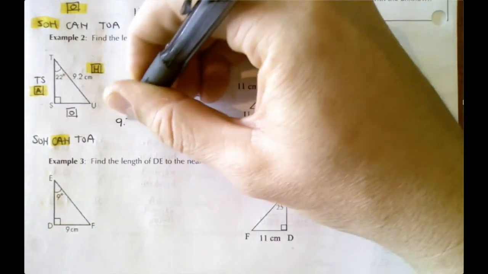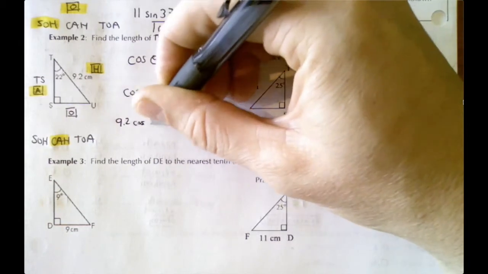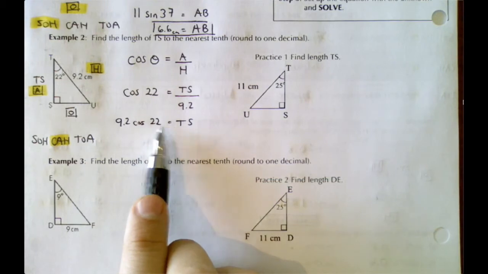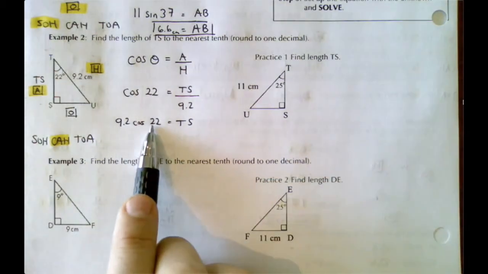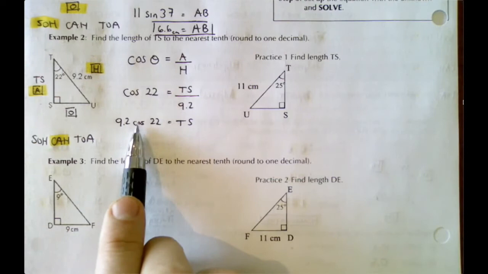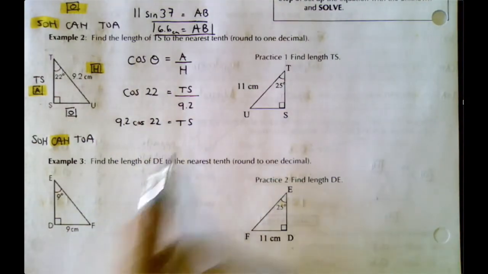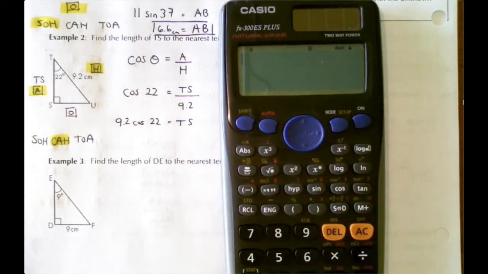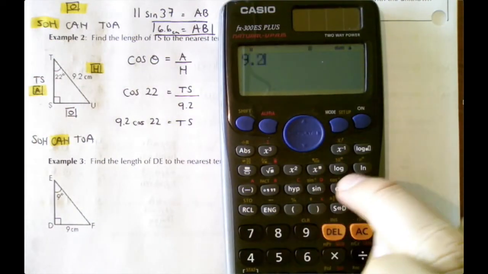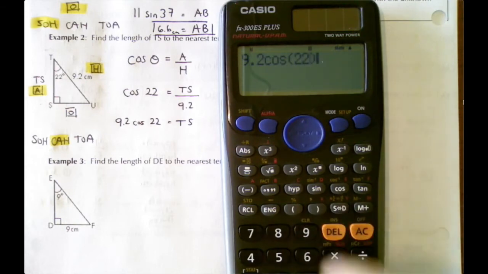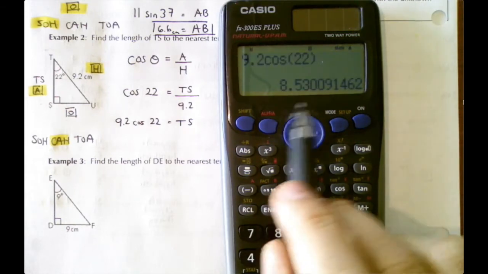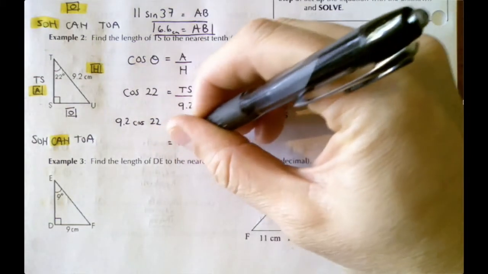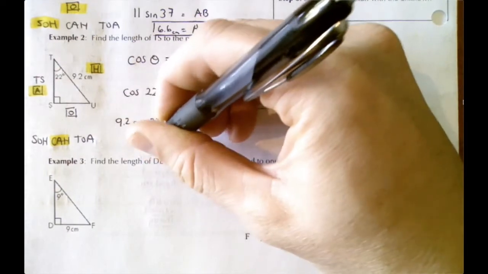And we get 9.2 cos 22. It's really important to do the 9.2 multiplying first because some calculators might mess this up and do 22 times 9.2 and then do cosine, which would give you the wrong answer. You want to write that number on the bottom that you're multiplying by in front of cosine or sine or tan. So here we go, 9.2 cos 22. And we get 8.53, which we're going to call 8.5. And we're in centimeters, so we have 8.5 centimeters.